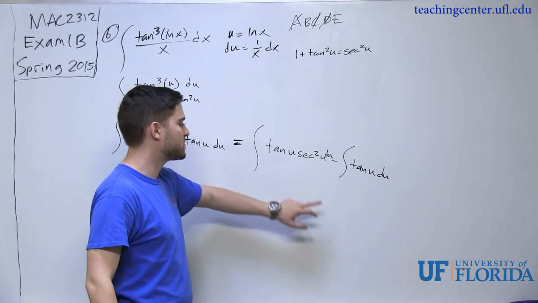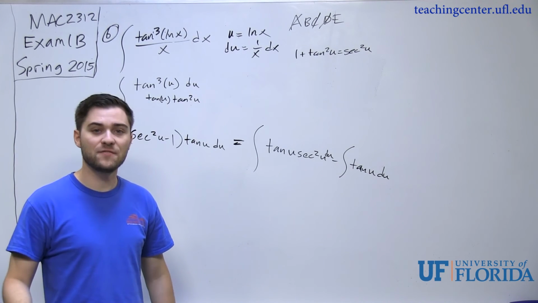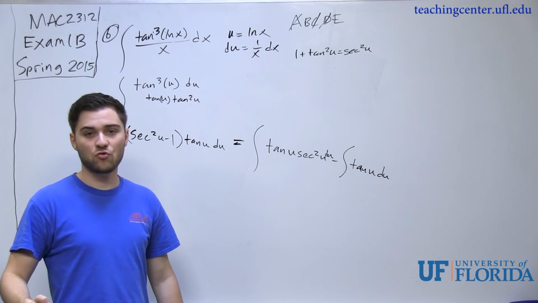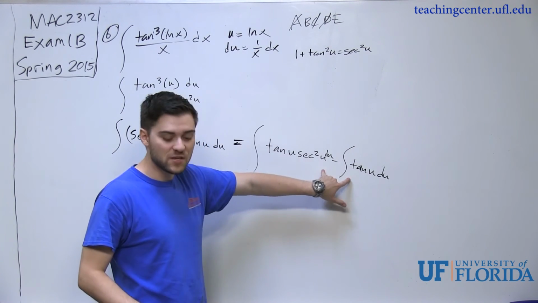This one is just a u substitution. This one has a definition. The integral of tangent is either the positive natural log of secant or the negative natural log of cosine. But it does have a solution regardless. So these can now be solved.